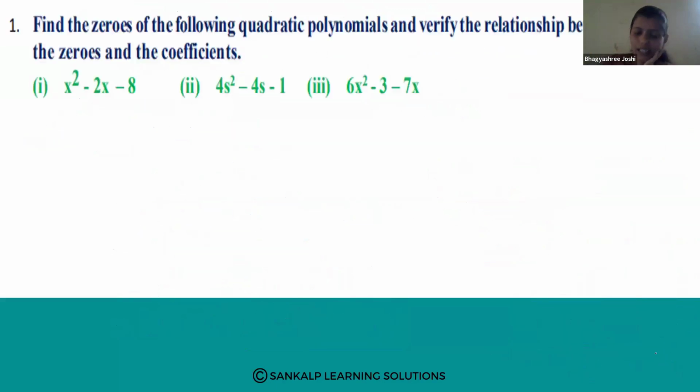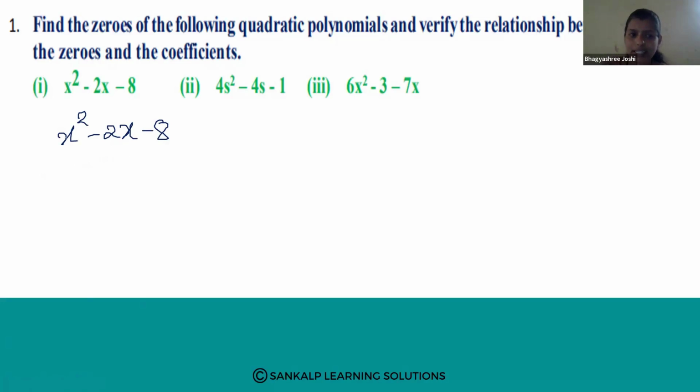Okay. Find the zeros of the following quadratic polynomials and verify the relationship between the zeros and the coefficients. In the exam also, they will ask like this only. For that, you need to remember the relationship between zeros and coefficients, that is alpha plus beta and alpha into beta. You should know that, right? So the first one is x square minus 2x minus 8.